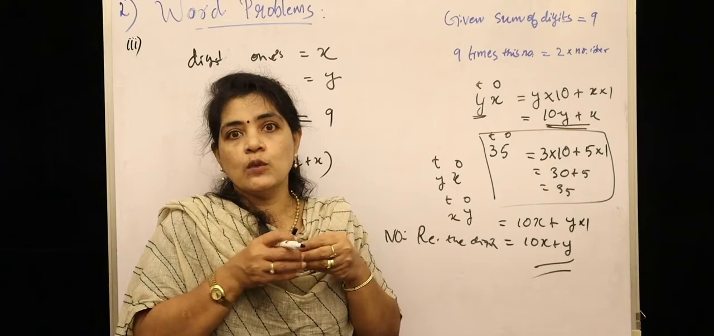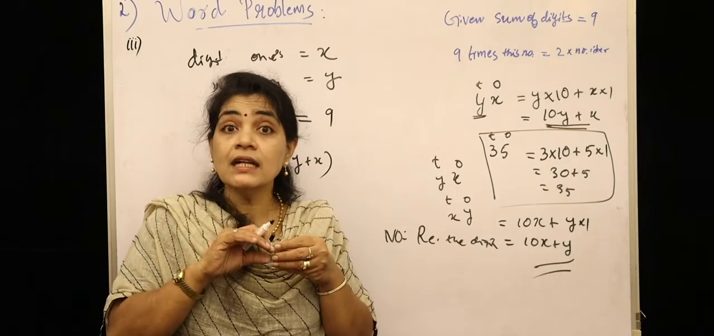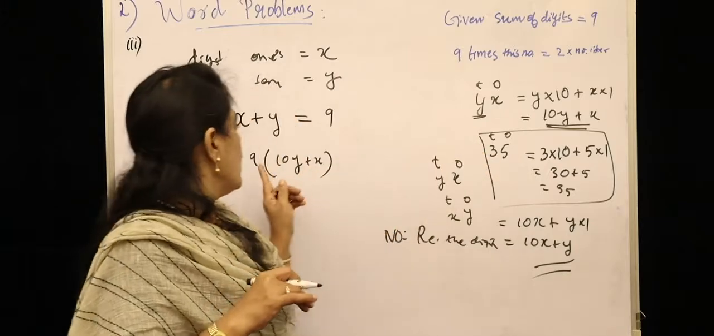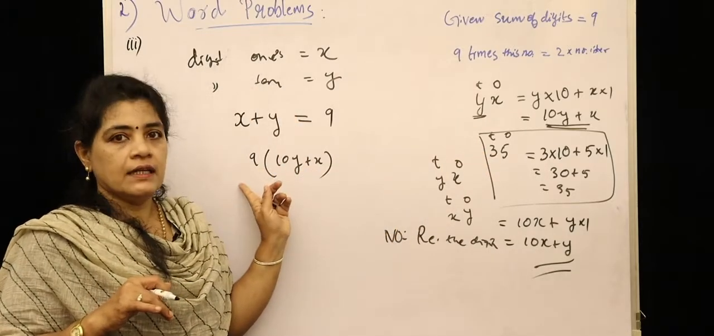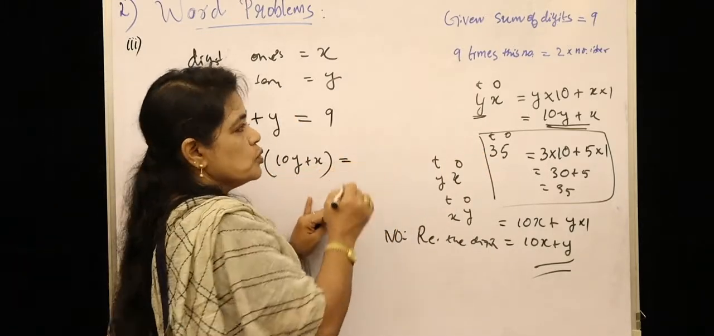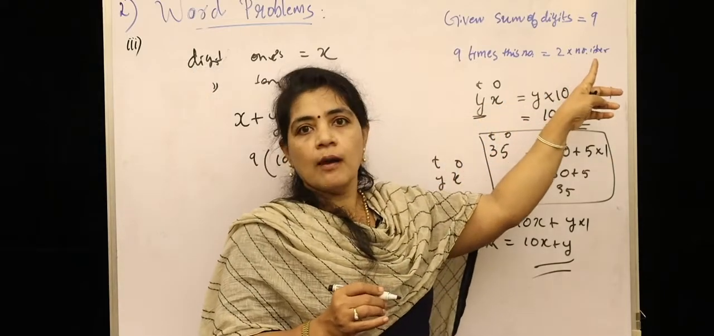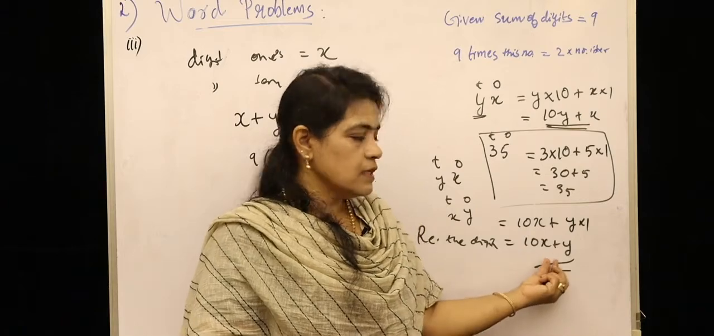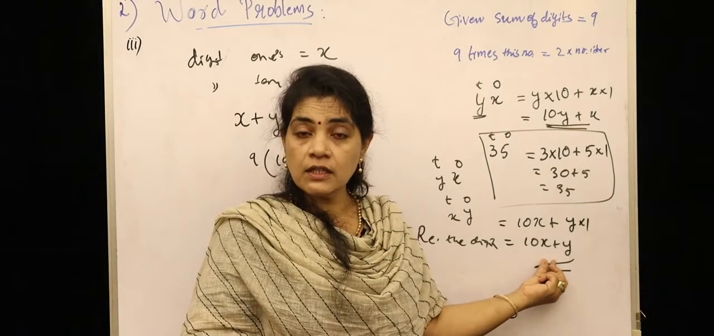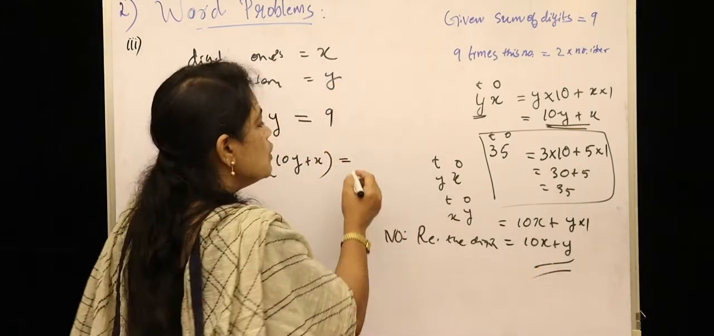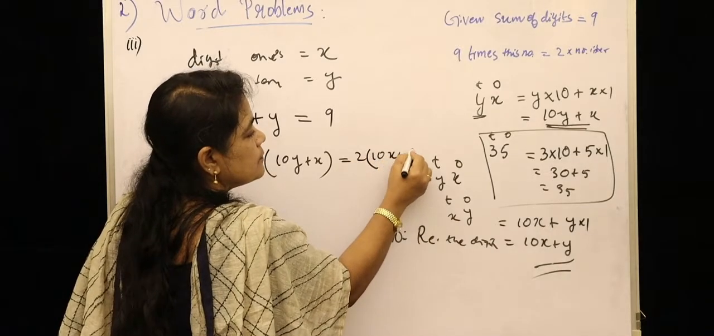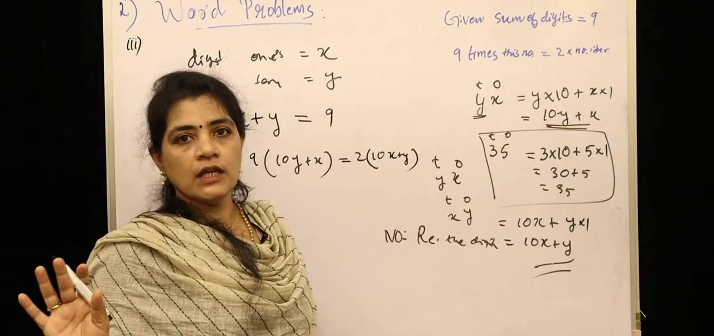Then how can we equate these two? 9 times this number, that is initially that number, 10y plus x, it's 9 times. That can be equated to twice the number obtained by reversing the order of the digits. Here this is the number we obtained after reversing the order of the digits, so it's 2 times, 2 into (10x plus y). How we form the equation is clear, children?